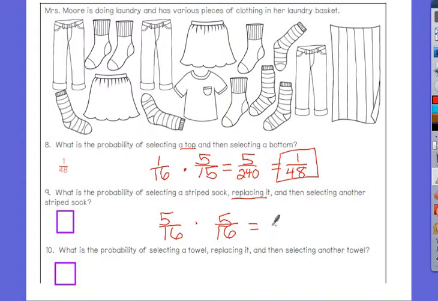Well, what's 5 times 5? 25. 16 times 16, 256. Can this simplify? No. The only thing it could divide by is 5. I don't think it can. So that is my probability of that happening.